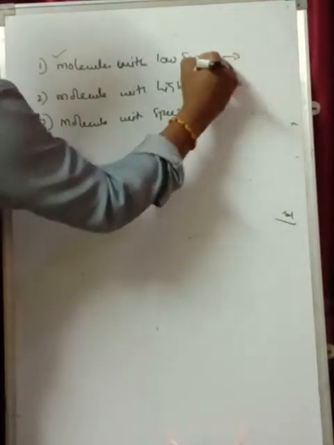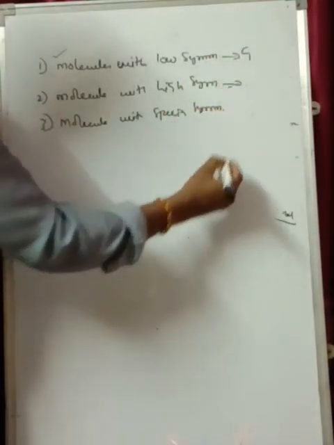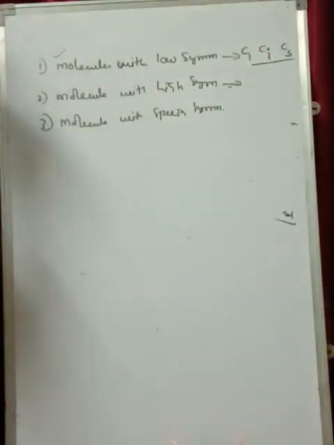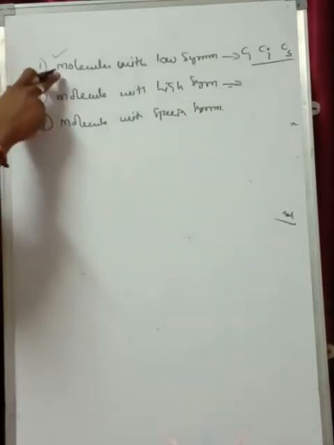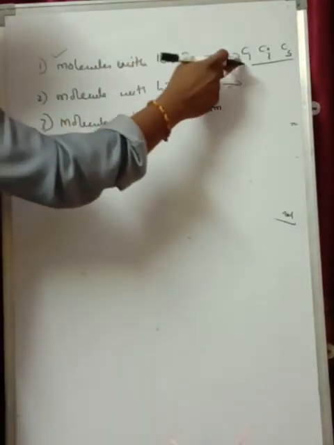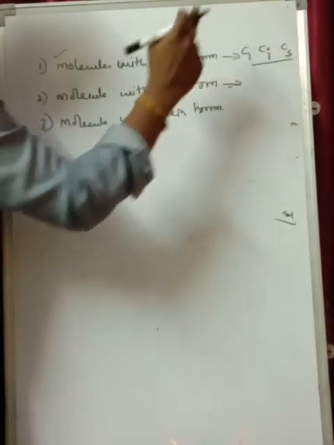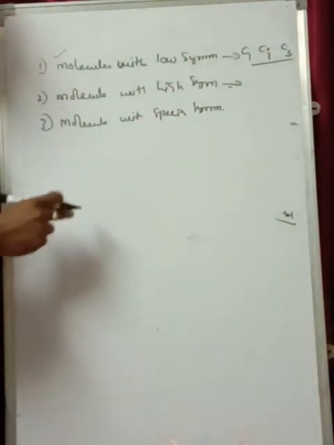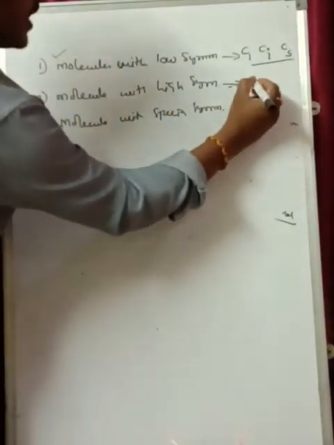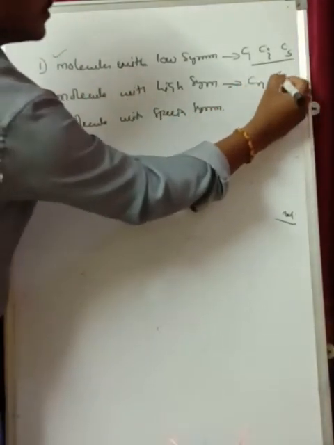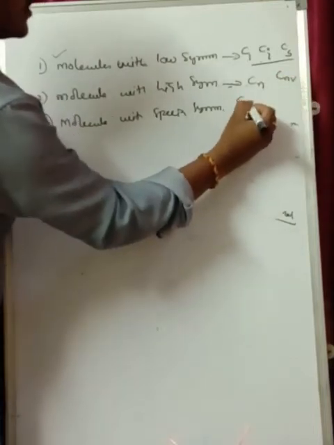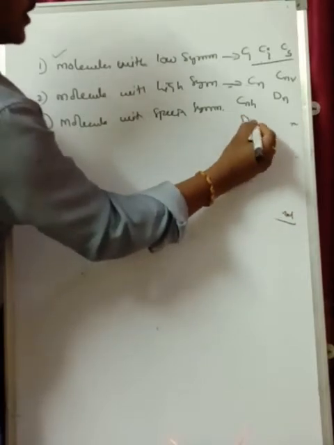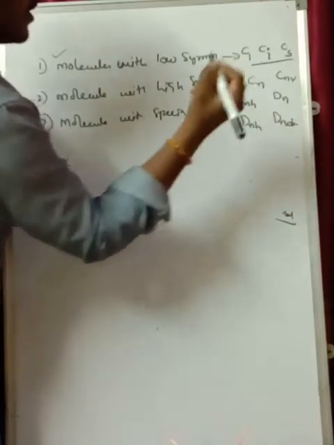Under this category, the C1 point group, Ci point group and Cs point group come. Whereas for molecules with high symmetry, under this category we have the Cn point group, Cnv point group, Cnh point group, Dn point group, Dnh point group and Dnd point group.